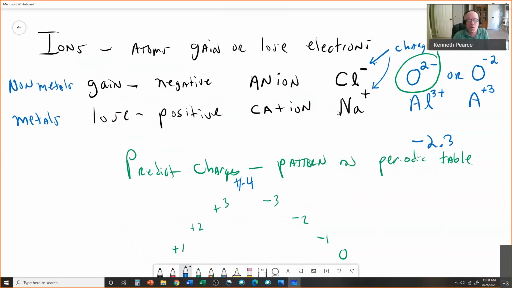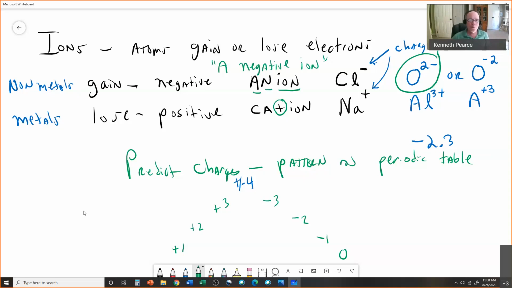Now, how do we keep straight which one goes with which? When I wrote this out, I deliberately wrote out the cation so that the T looks like a plus. So cation has a plus in it. The T looks like a plus. And the anion, you can think of this as a negative ion. See the A and the N, and then you've got the ion. So a negative ion, anion. Cation goes with positive. So you have a positive in that cation.